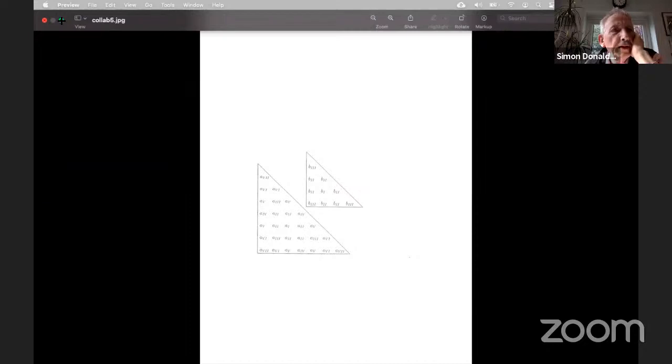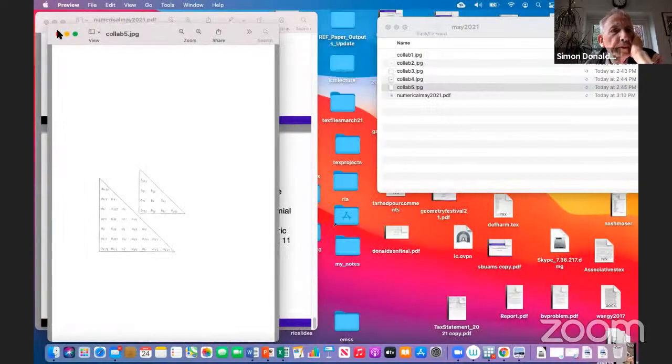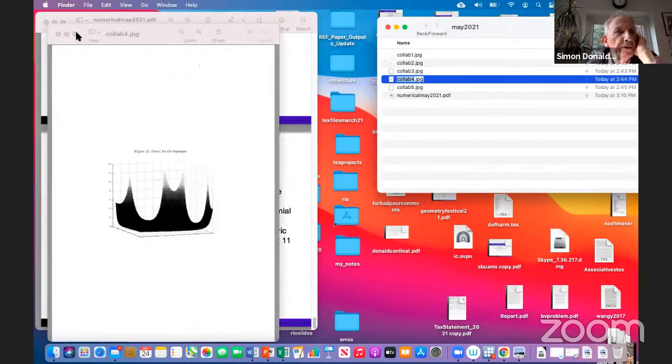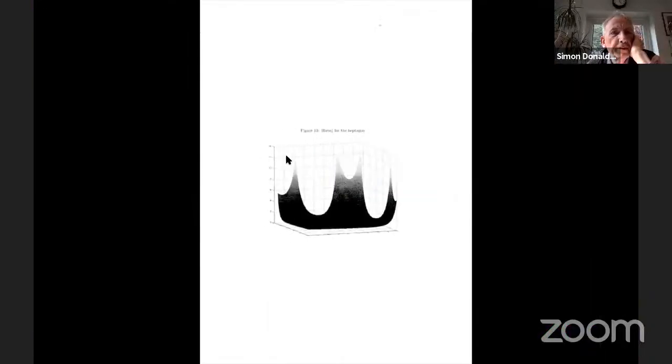But let's just finally, before stopping, there's something I forgot to show you about this heptagon manifold. So this is a graph, and I fear you won't be able to see it very well. This is a graph of the size of the Riemann curvature on the manifold corresponding to this heptagon.